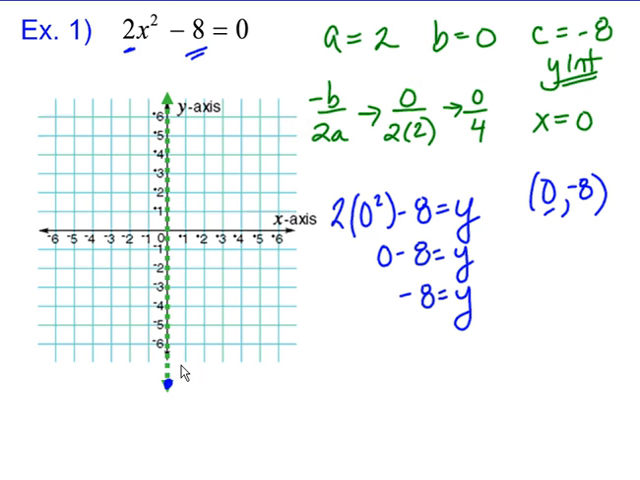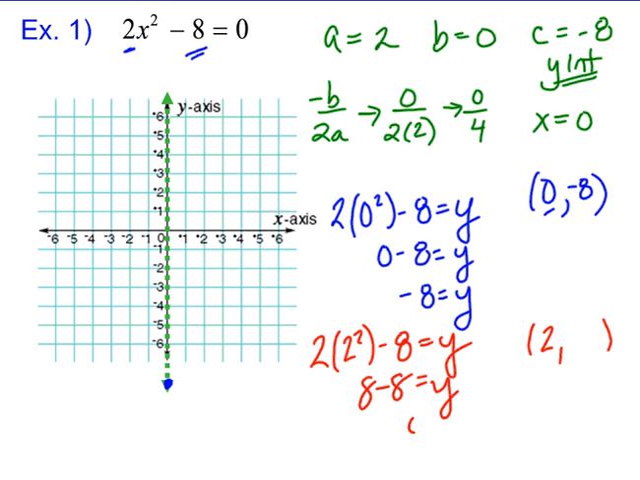Well, we know that if we go one away from the graph itself, it is probably going to only go up 1, or in this case up 2, because it's 2 times. So that may only get us to -6. So let's try putting in 2 and see what will happen. We plug in a 2, we get 2 times 2 squared minus 8 equals y. And 2 squared is 4. 4 times 2 is 8.